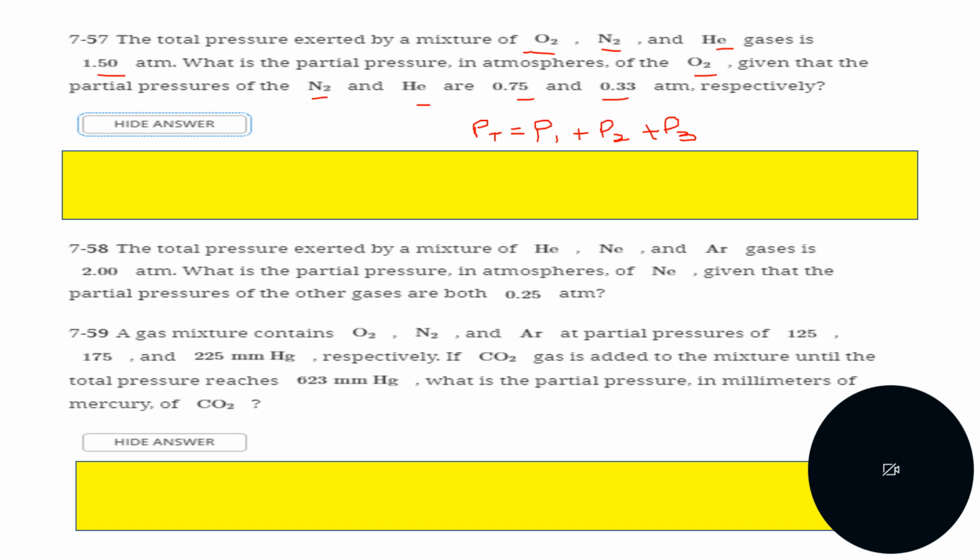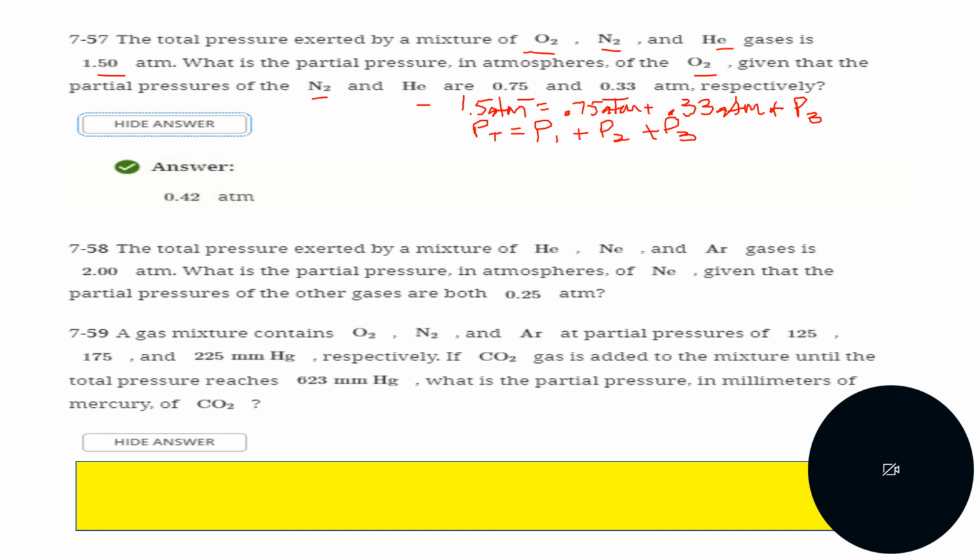You could say that the first one is oxygen, the second one is nitrogen, and the third one is helium. It doesn't really matter. So I'm just going to plug the numbers in. 1.5 atm goes here, equals pressure 1, which we'll say is 0.75, plus pressure 2, which is 0.33 atm, plus pressure 3 in this case. So you can see, hopefully, all you have to do is really subtract the 0.75 and the 0.33 from the 1.5. And when you do that, you end up with 0.42 atm.